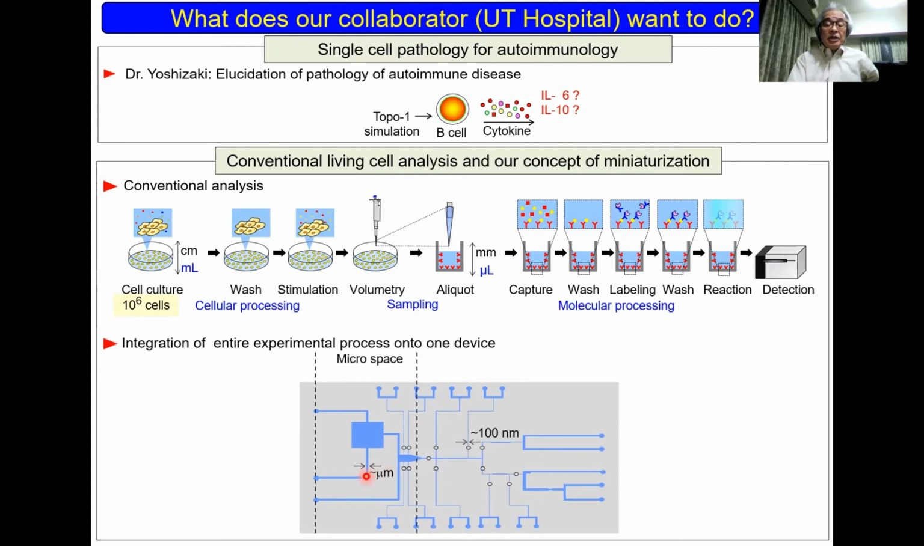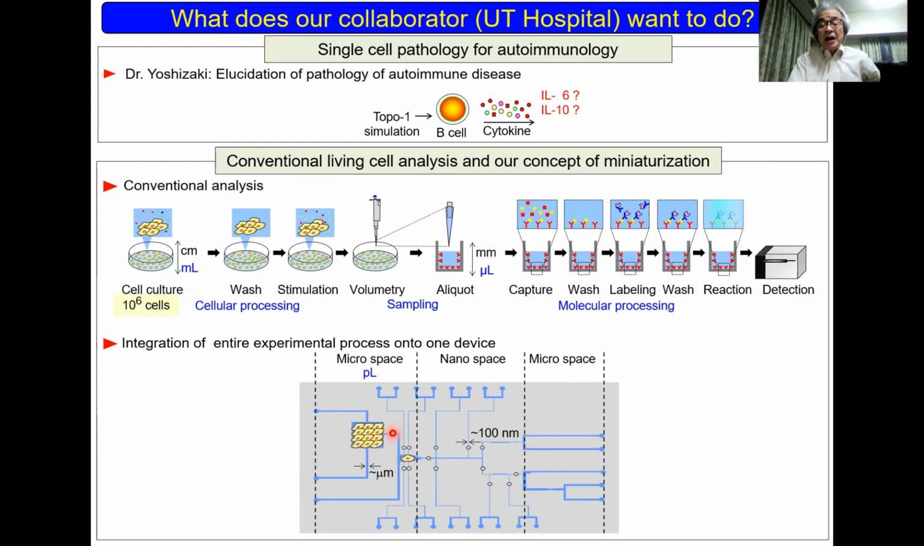And this part is a micro space. And this part is a nano fluidic space and this is the micro space. And in the micro space, we can culture the cell, single cell like this one. And we picked up the target cell and then we moved it to this chamber. This single chamber is a size interface between micro and nano.